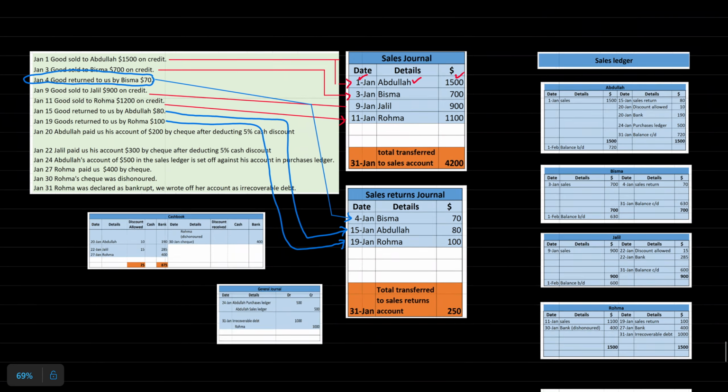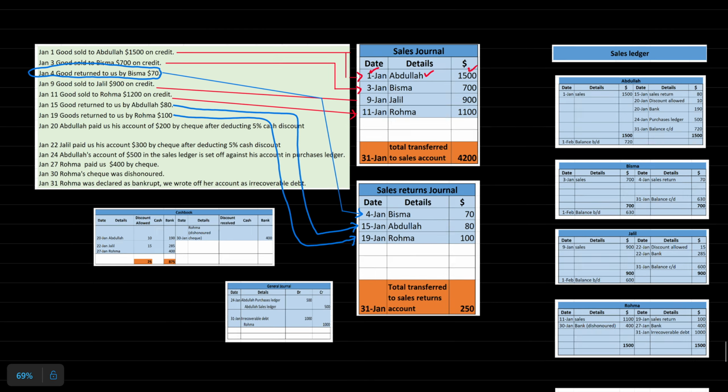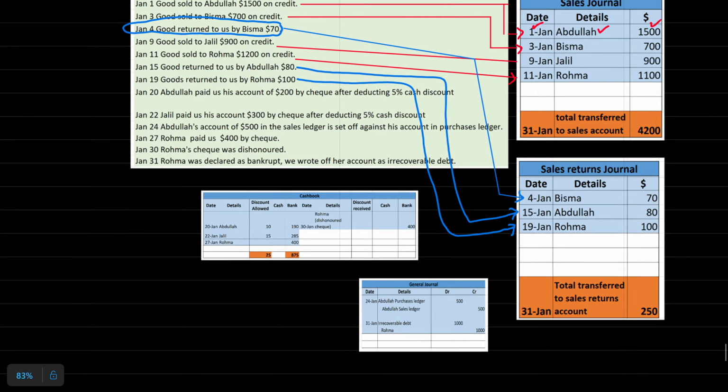Students, you need to remember we haven't yet made any debit or credit entry in the T accounts because in the journals T accounts are not prepared. Let us move to the next transaction.